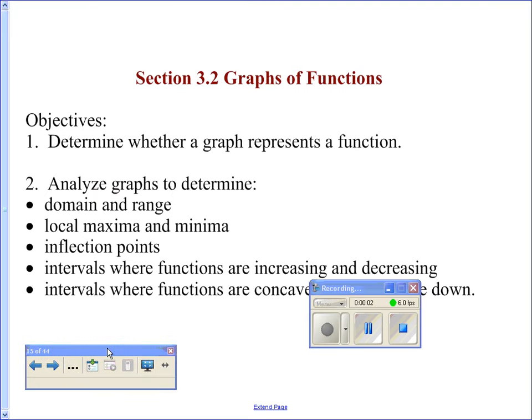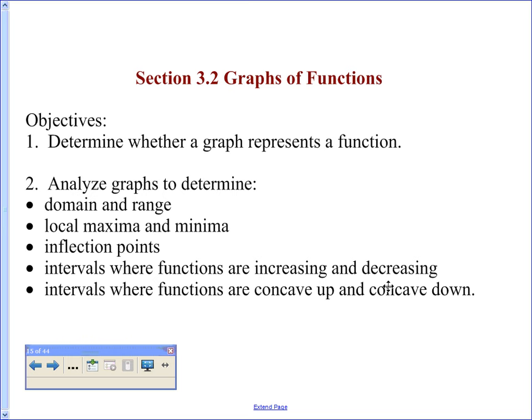In section 3.2, we're learning about the graphs of functions. Some of the things we're going to do here are determine whether or not the graph represents a function, and we have done this in previous sections. We're going to analyze graphs and determine the domain and range, the local max and min. We're going to talk about the inflection points, the intervals where the function is increasing and decreasing, and also the intervals where the function's concave up and concave down.